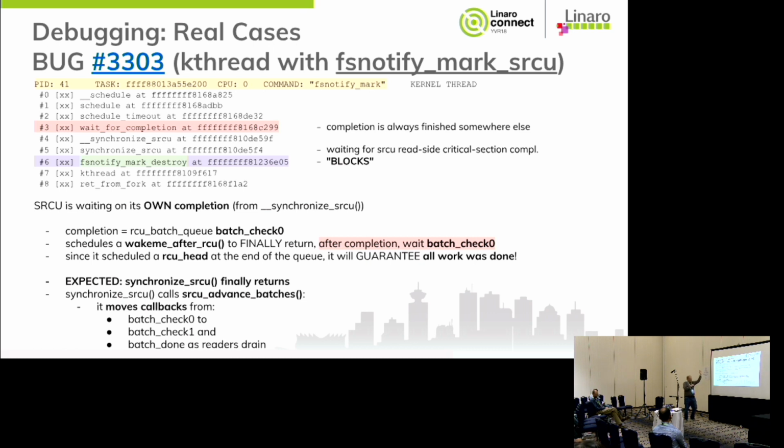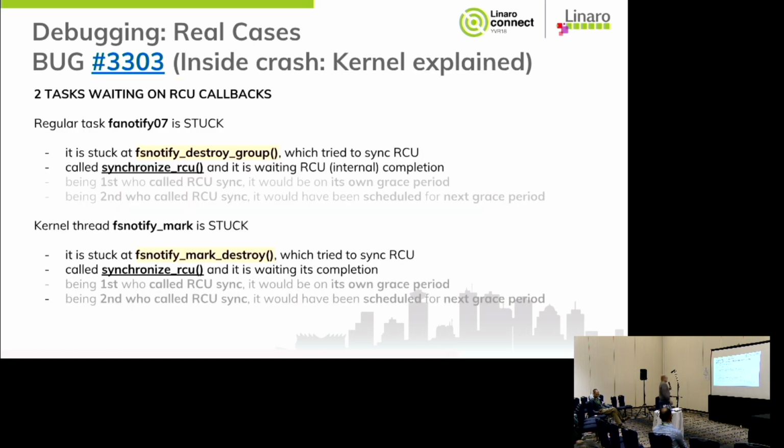But then I had to understand how the SRCU internals worked. And the basic idea was, regular task, fanotify is stuck, right? And then I have a kernel thread, fanotify mark, that is also stuck. Both are waiting for completions, and both are coming from the SRCU synchronization. So this is the situation. And then understanding how RCU works, I knew exactly that if this happened before, it would have triggered a grace period for the RCU. And if it happened before, it would have triggered its own grace period for the RCU. So these are just the facts that I was observing, right?